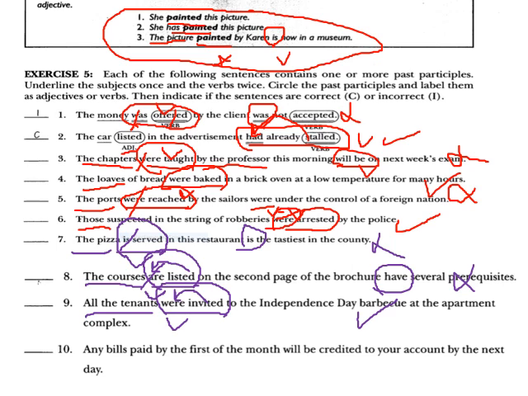Now let's go to number 10. Any bills paid by the first of the month will be credited to your account by the next day. Okay, any bills is the subject, paid is a past participle alone. Okay, it is an adjective. Why? Of course not simple past, because bills, the invoices, are not the ones that pay; the action falls on them. So paid is an adjective, which means we still need the verb. We must complete our sentence so that there is a verb, and the verb is here: will be credited. So the sentence is correct.